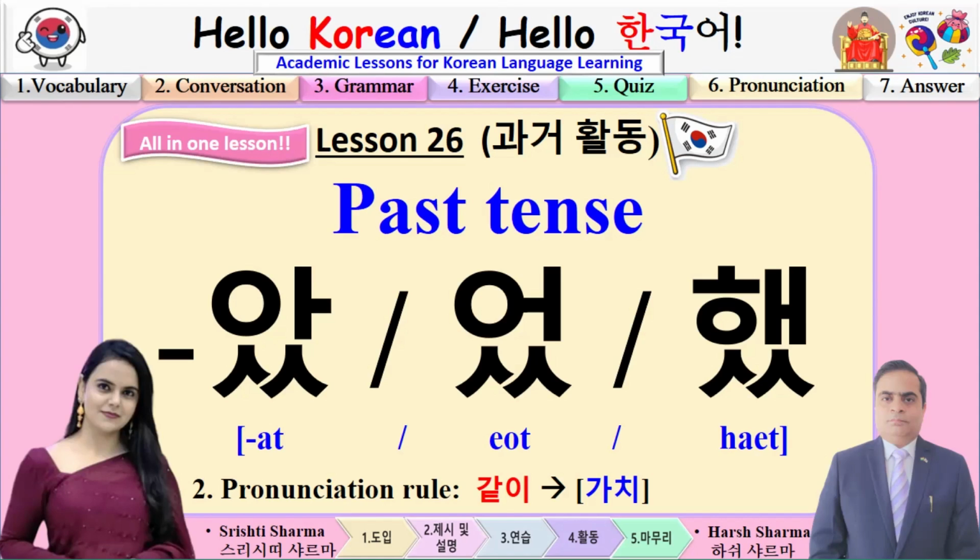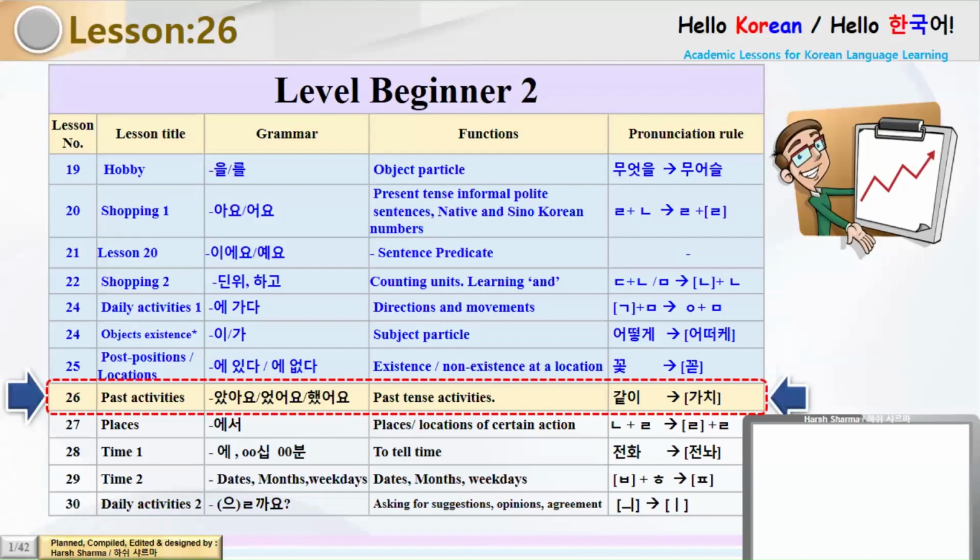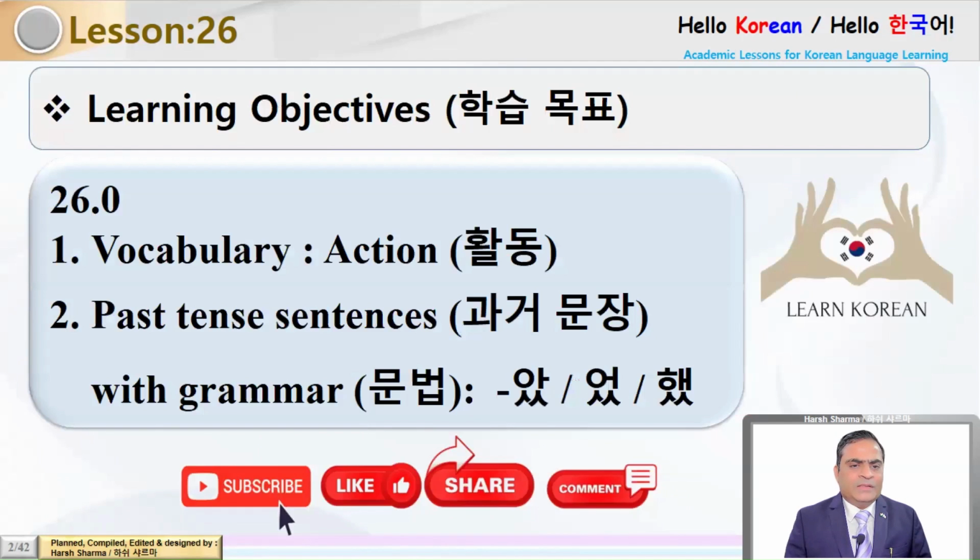As we can see on screen, in lesson 26 we are going to learn past tense along with one pronunciation rule. Yes, we are on lesson 26. The learning objectives we can see over here. First, we have to learn a few vocabulary words related to daily life and daily activities. Then, with the grammar 았, 었, 했, we are going to learn how to make past tense sentences in the Korean language.